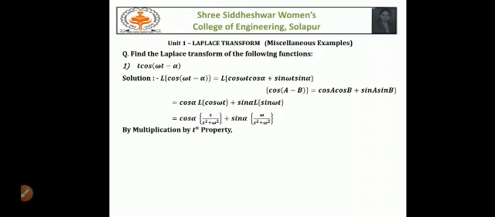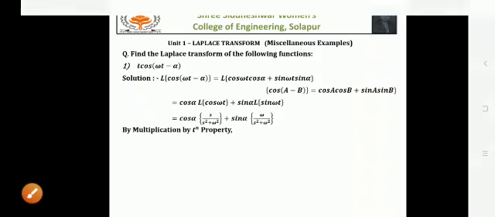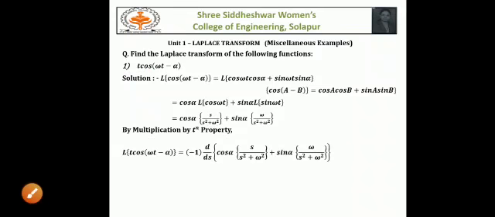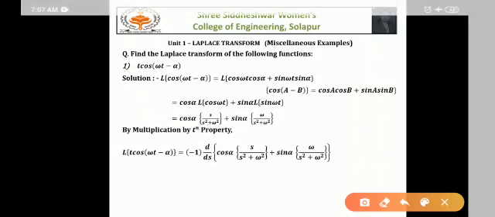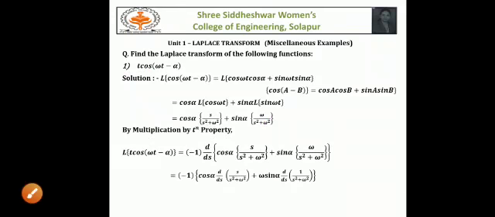Now we have to apply the multiplication by t raised to n property. Here the function is multiplied by the single degree term t, so n equals 1. Applying the result, we get L of t into cos of omega t minus alpha equals minus 1 raised to 1, which can be written as only minus 1, into d by ds of this latest Laplace transform result. That is, we have to find its derivative with respect to s. So it is minus 1.